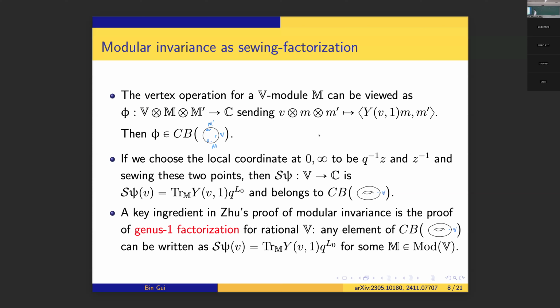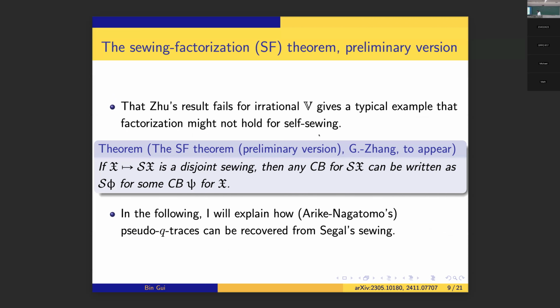But if you really want to explain all these things rigorously, you have to cover these connections, these kinds of things. But for my talk, I prefer to ignore them at this moment. And I just want to point out that a key ingredient, and probably the most important ingredient in Zhu's proof of the modular invariance, is to prove the genus 1 factorization, which means to prove that any genus 1 conformal block could be written in this form. Okay, so this is the most important step in Zhu's proof of the modular invariance. Okay, and Zhu's result, as I said before, fails for irrational VOAs, and the failure of Zhu's result gives a very good example.